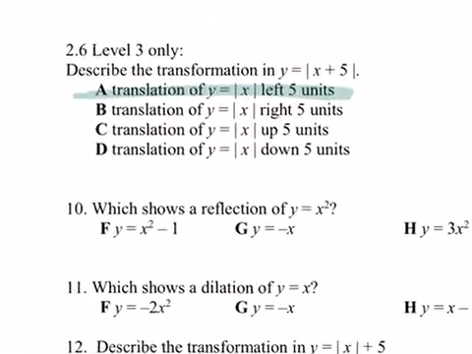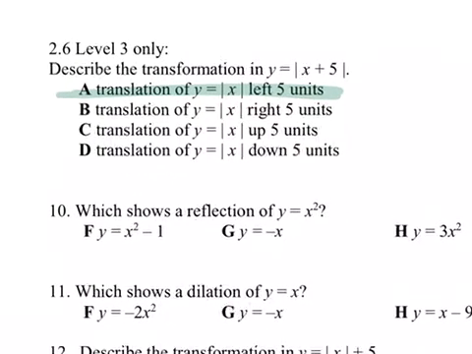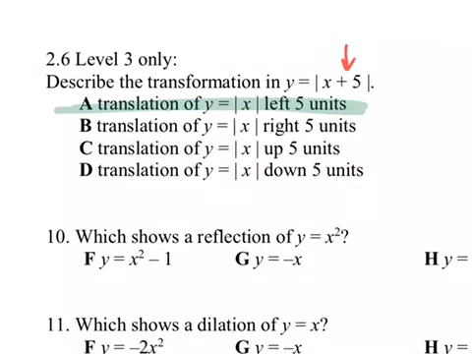So this part here is for the level 3 only, 2.6, describing the transformations. Recall when you have a unit inside the absolute values or inside the parentheses, it's a horizontal movement, and it does do the opposite of what you would expect. So this is +5, which makes you want to say to the right, but it's actually to the left.